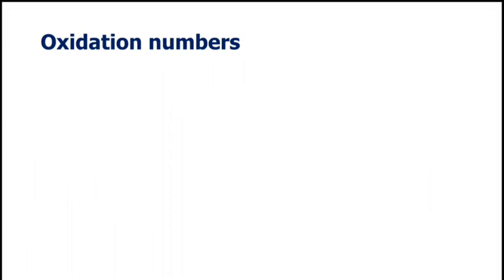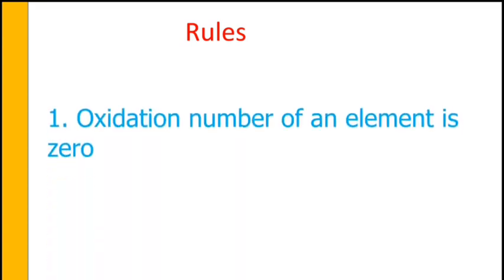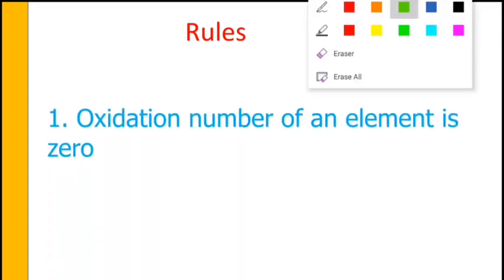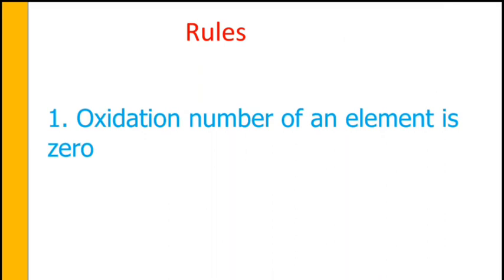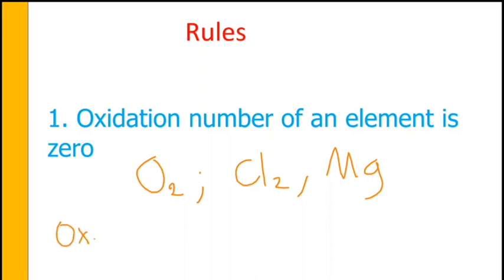Okay, now to make this idea of oxidation numbers easier, there are rules that we normally use, so that we can follow through on the idea of oxidation number. The first rule says the oxidation number of an element is 0. Why? Because we're saying it's not bonded to anything. So if I have O2, or Cl2, or Mg, then they are all elements, and the oxidation number of these is going to be 0 because they are not bonded to anything. So the oxidation number of an element is 0.